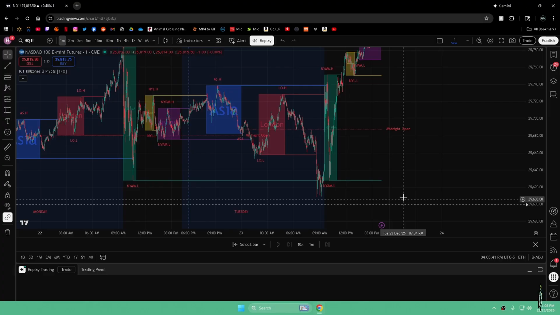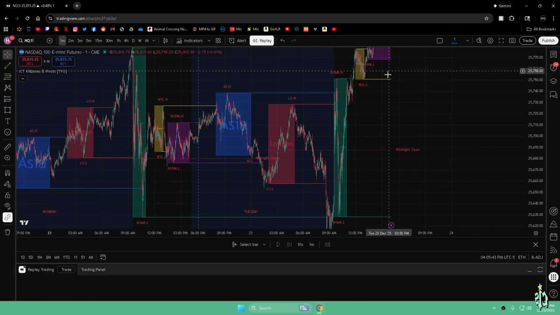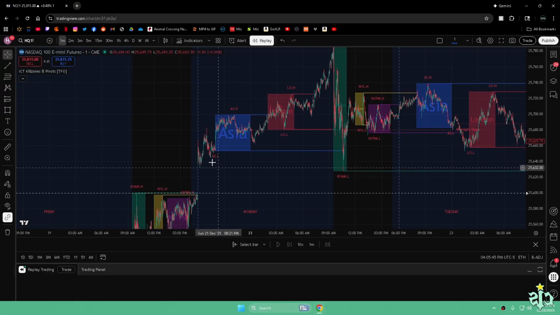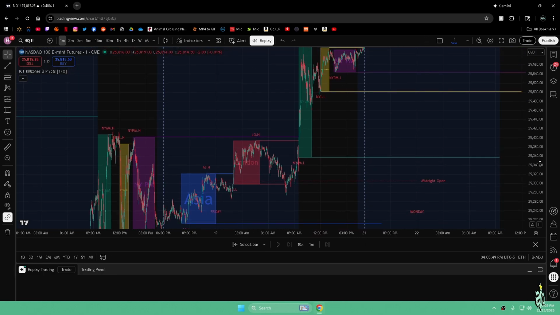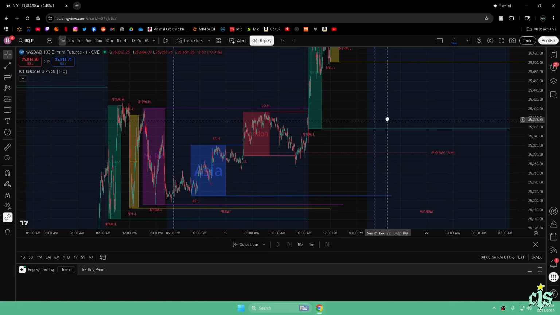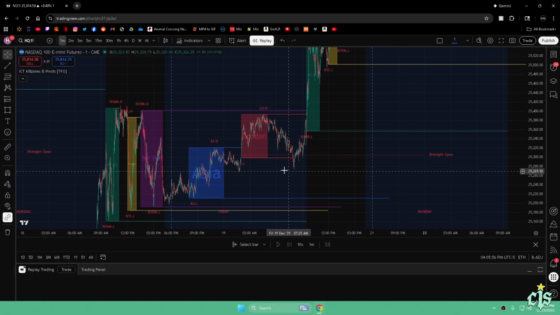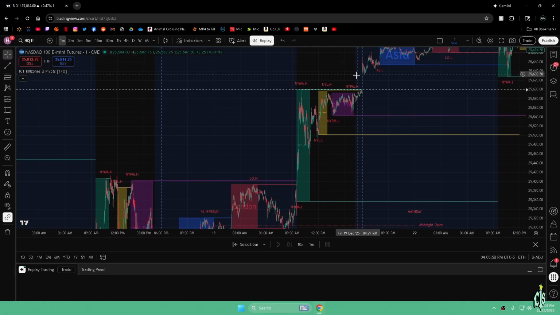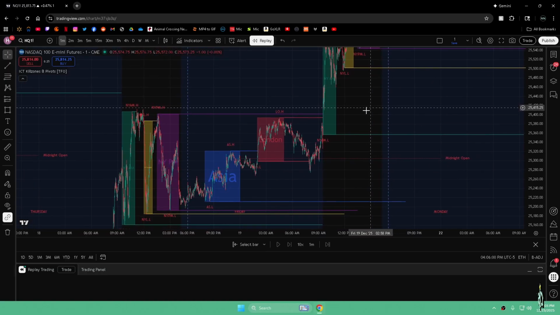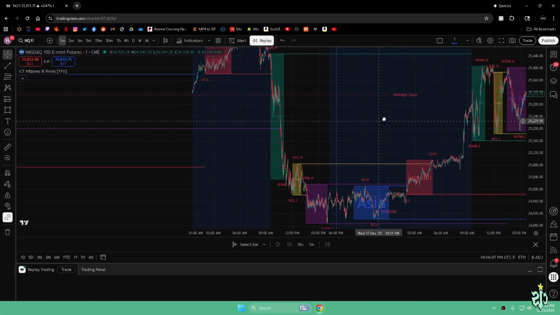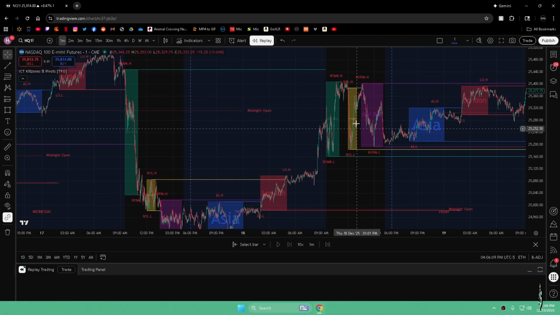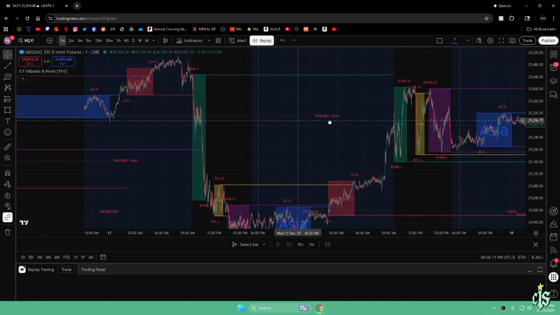So right here, New York reversal. Right here, New York reversal. This one, New York continuation. You see how it takes out London lows and then sets up for New York to go higher. This one, consolidation, right? New York consolidation with a mixture of search and destroy.